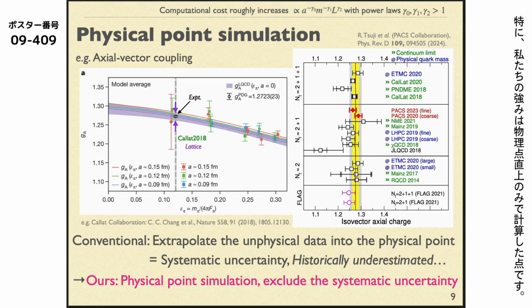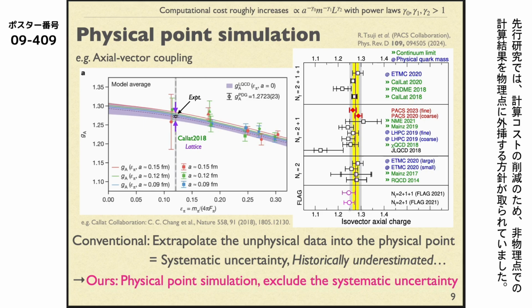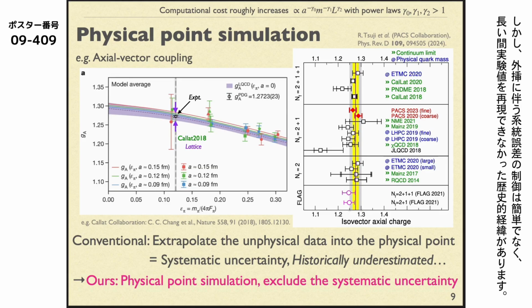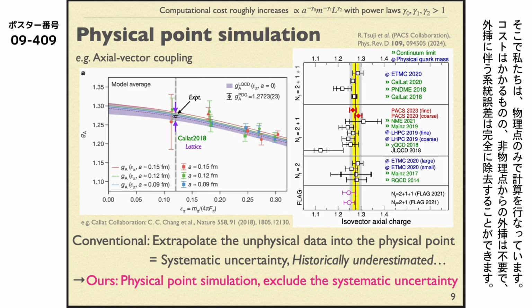Especially, the physical point calculation is our strong point. In conventional studies, simulations with unphysical setups are widely used in order to reduce the computational cost. However, this causes a systematic uncertainty accompanied with the chiral extrapolation. Therefore, we exclude the systematic uncertainty by calculating only at the physical point.